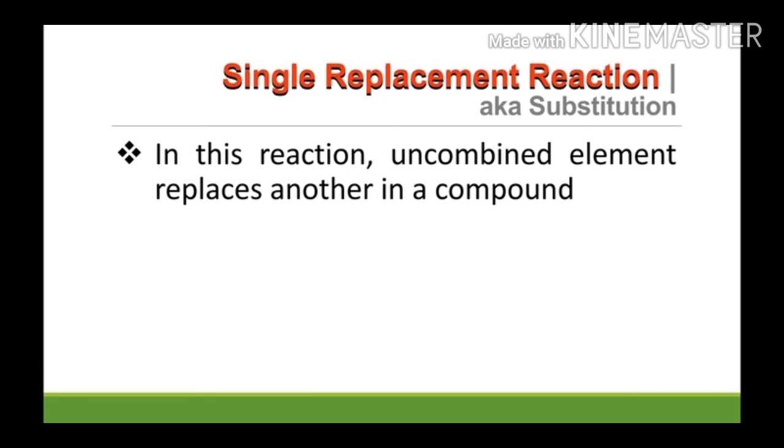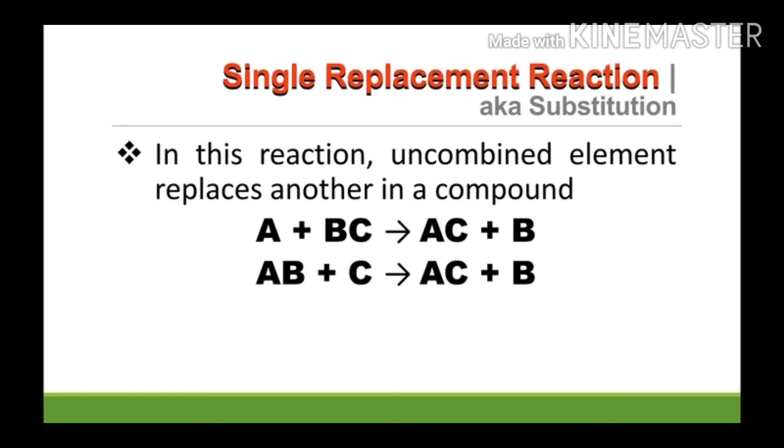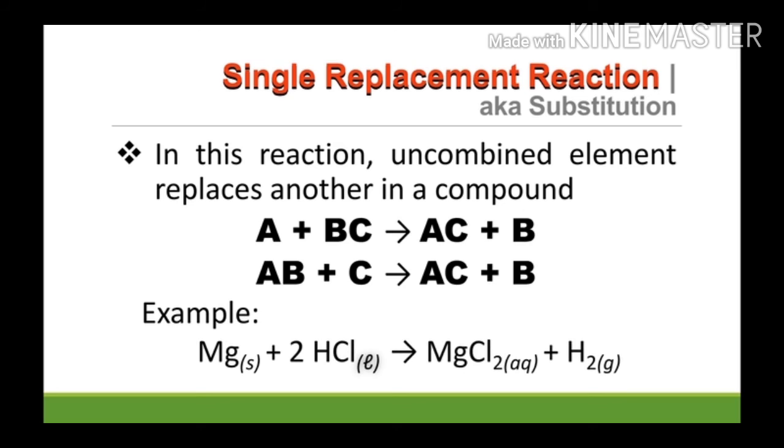In this reaction, an uncombined element replaces another element in a compound. We can represent this reaction as compound AB reacts with element C to form compound AC and element B, or element A reacts with compound BC to form compound AC and element B. Example of this reaction: 1 mole of magnesium metal reacts with 2 moles of hydrochloric acid to form 1 mole of aqueous magnesium chloride and 1 mole of hydrogen gas.